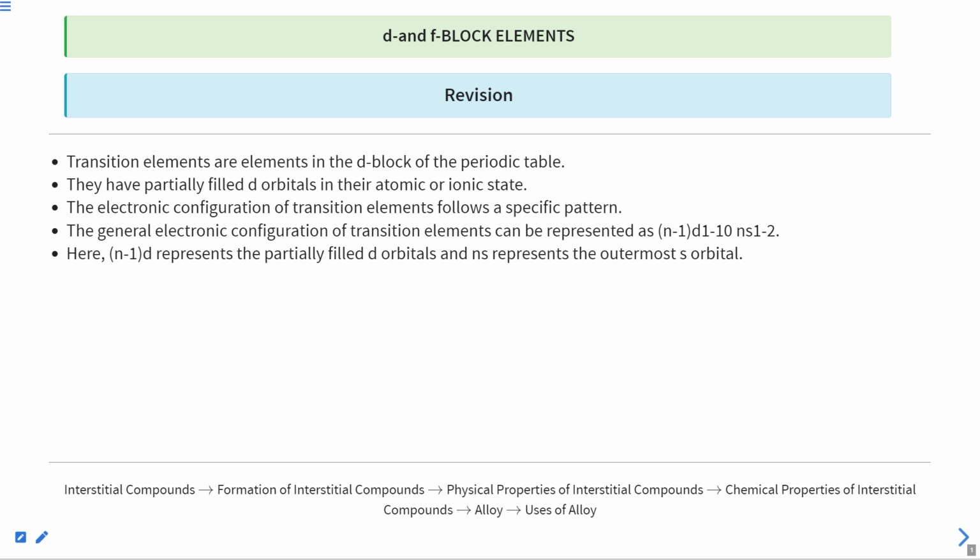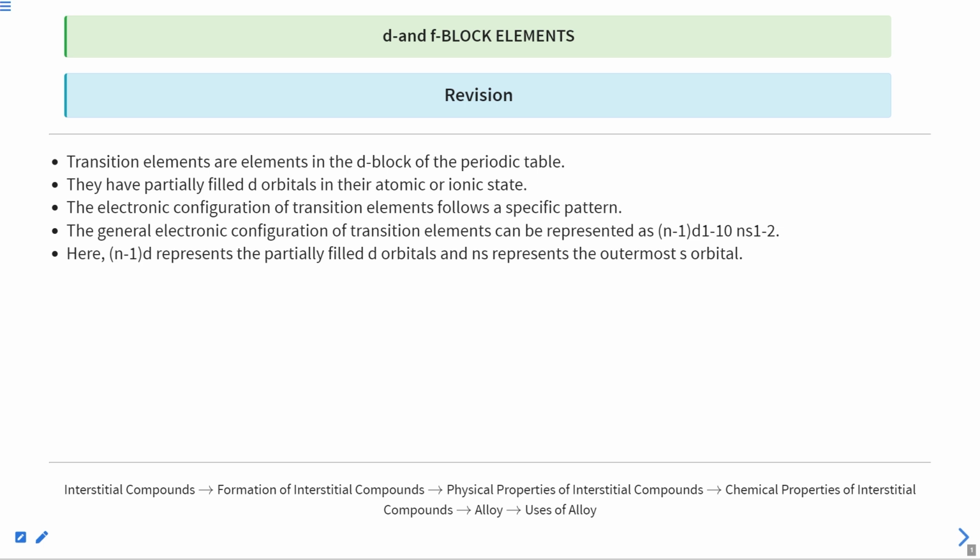Let me make one thing clear: all the elements present between the S block and the P block are called transition elements, right? But the exception is that the D block elements are those which have partially filled d orbitals in their atomic or ionic state. That statement distinguishes some of the elements. So if we say we have a D block element, it must have a partially filled d orbital. That can be either in the atomic state or in the ionic state. Either of them is fine.